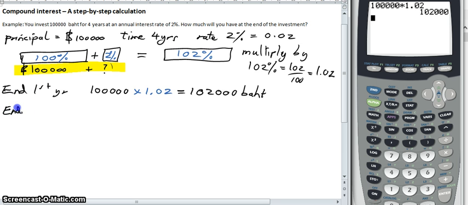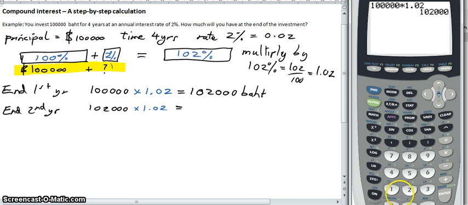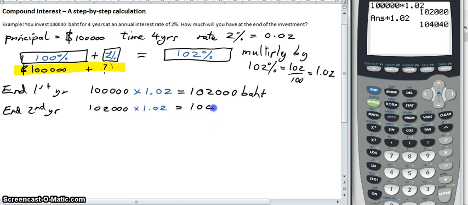So at the end of the second year, well, what did I start the first year with? 100,000. What did I end the first year with? 102,000. So now I'm starting my new year with 102,000. At the end of that, it will have gone up by 2%, so I'm going to times this value by 1.02. And that's 104,040.